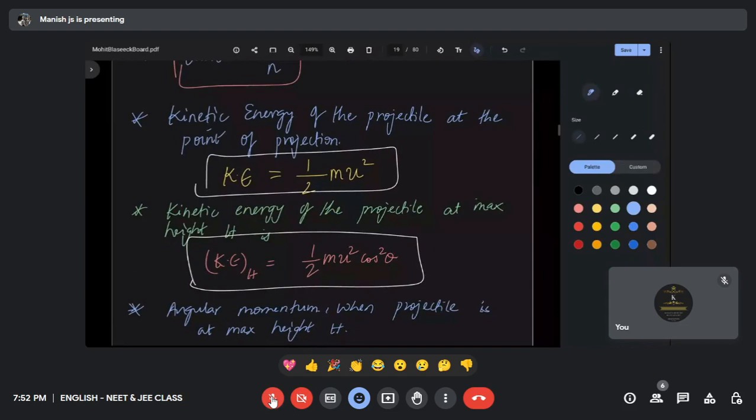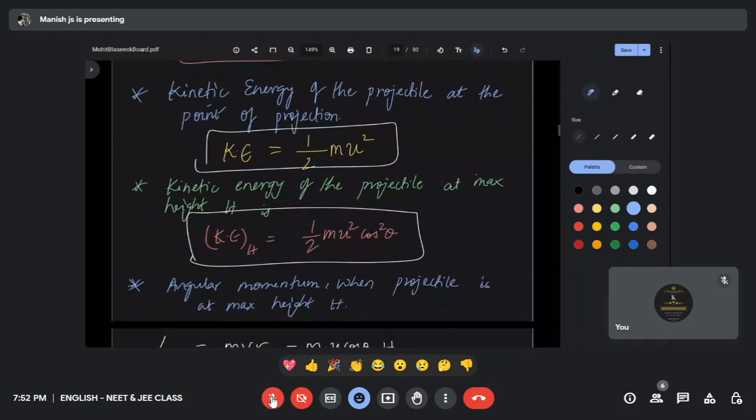Okay, the first one is on the top. No, the second one. Half m u squared cos squared theta, sir. Okay, half mu squared cos squared theta. Fine. So here, the kinetic energy of the projectile at maximum height, that's what you're asking, right?